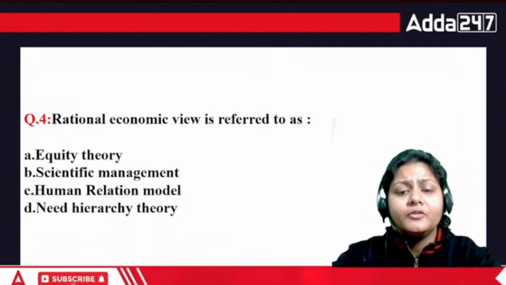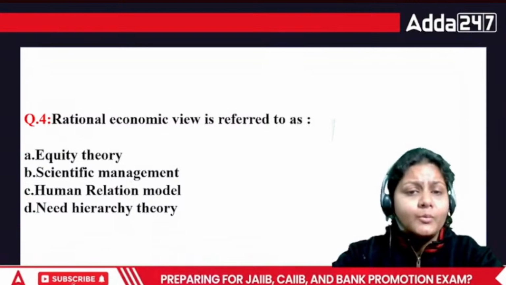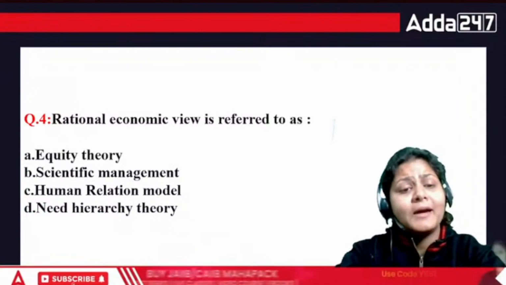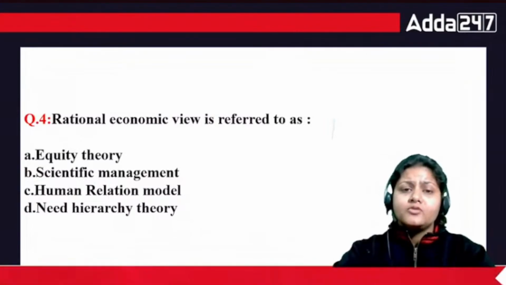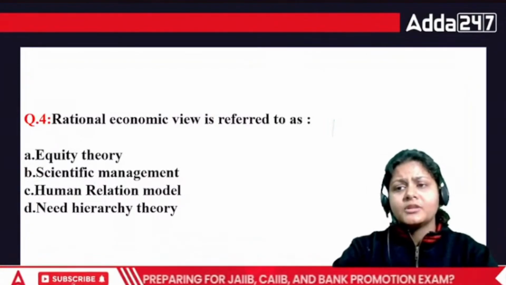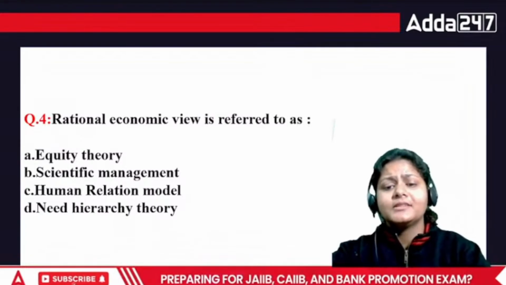Next is rational economic view, right? The options are equity theory, scientific management, human relation model, and need hierarchy theory. Last year in the June exam again, that was the question they asked. What is this question about?